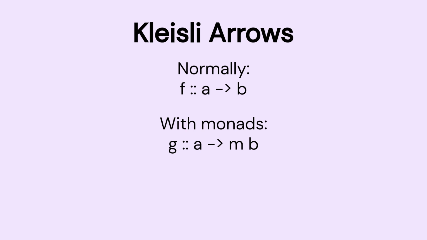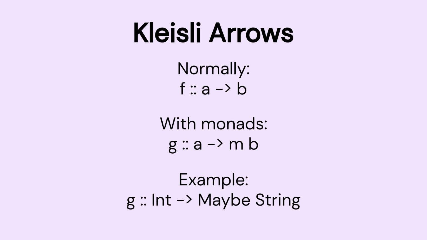I also want to talk about Kleisli arrows. Kleisli arrows help us compose functions that produce monadic results. Normally, a function in Haskell looks like this. It takes a value of type A and returns a value of type B. But when you're working with monads, the return type of our function is inside a monad, like this. This means G takes a value of type A and returns a value of type B that's wrapped in a monad M.